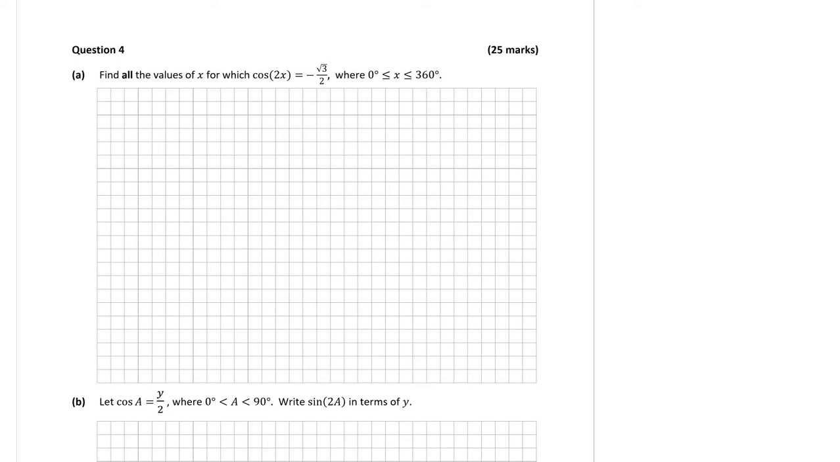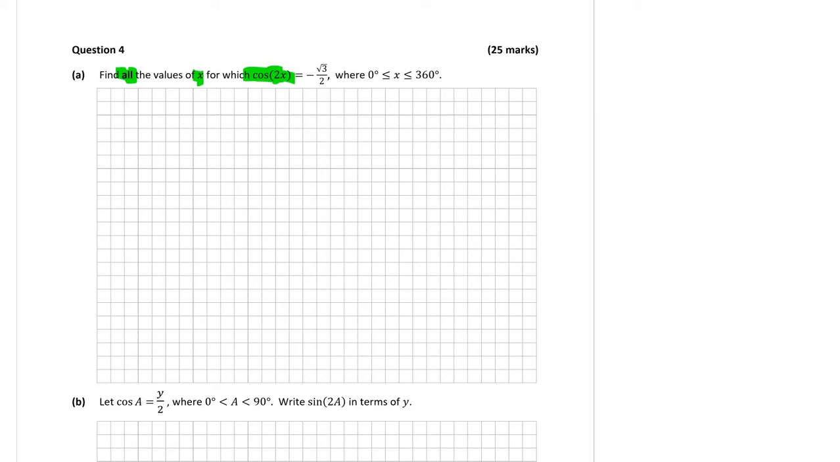So here I'm going to do a Leaving Cert Pass paper question on trigonometry. It's from 2018, paper 2, question 4. We're asked to find all the values of x for which cos of 2x is equal to minus root 3 over 2, where x is between 0 and 360 degrees.